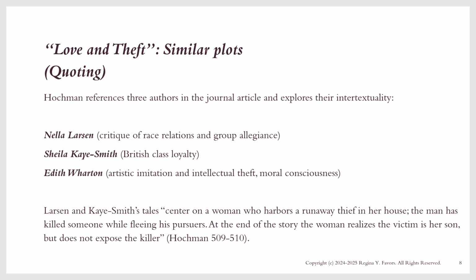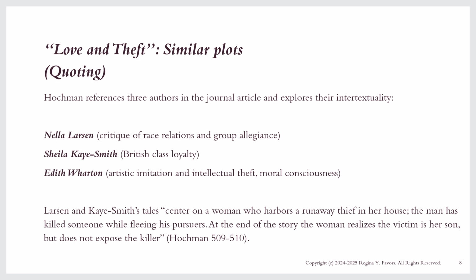Love and Theft: similar plots, quoting. So Hochman references three authors in the journal article and explores their intertextuality. So we're looking at the journal article and just making sure that we get an understanding of how the author, Hochman, is outlining her argument. So first, Nella Larsen: a critique of race relations and group allegiance. Sheila K. Smith: British class loyalty. Edith Wharton: artistic imitation and intellectual theft, moral consciousness. So this is how Hochman is presenting these three authors.